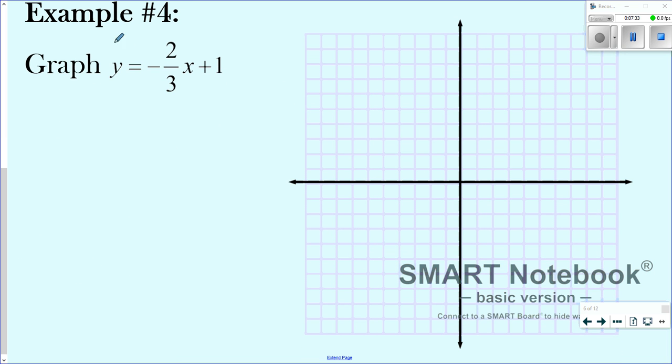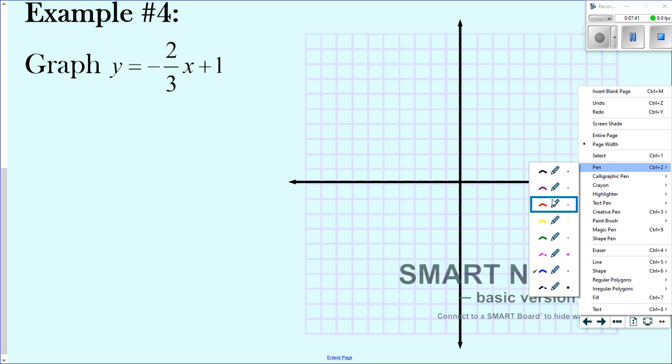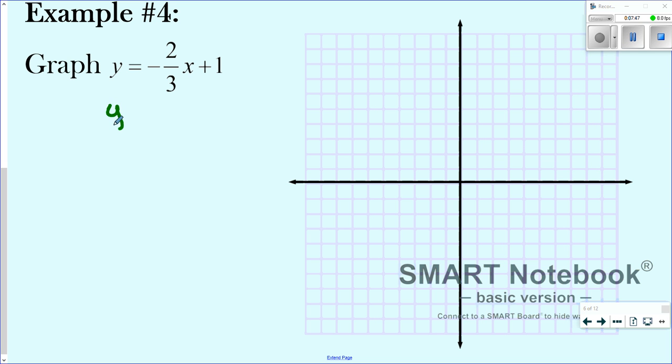Okay, so we have our example, y equals negative 2 over 3x plus 1. So the first thing we're going to do is find it's already in y equals mx plus b form. So I'm going to write that so that way you know that this is related to this equation. So that means our m, which is our slope, is going to be negative 2 over 3.